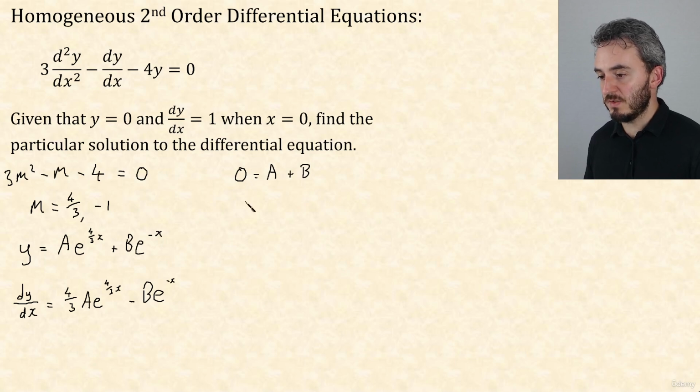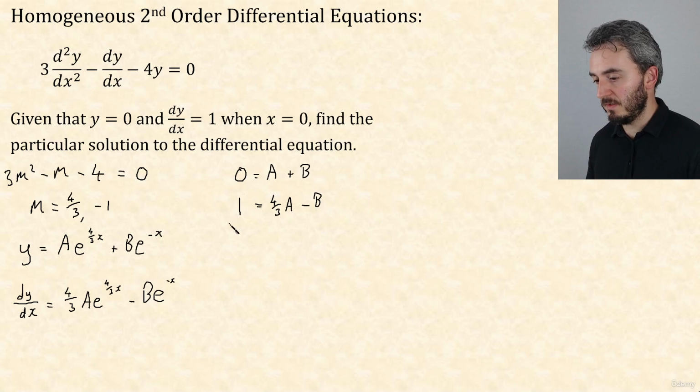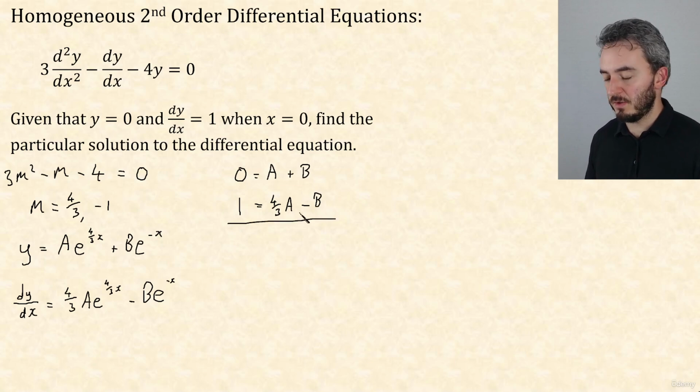dy by dx is 1 when x is 0. So 1 equals 4/3 a times e to the 0, so that's just 4/3 a, minus b times e to the 0, so that's just minus b. And we've got really simple simultaneous equations. Solve these on a calculator if you like.